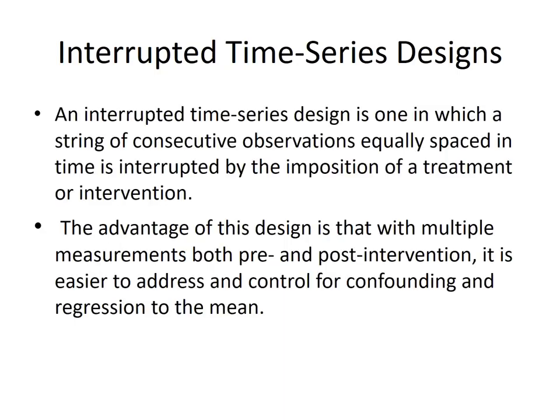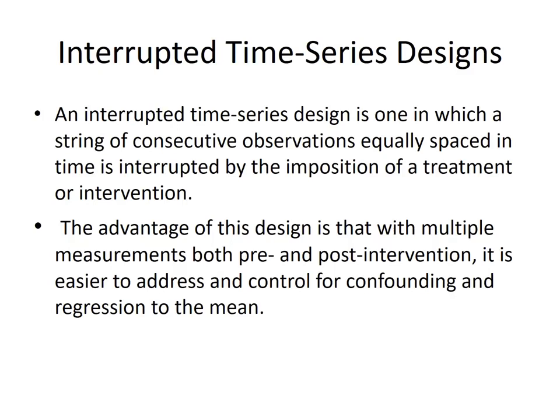The last type we will talk about in this slide is the interrupted time series design. You can see we do multiple pre-tests and multiple post-tests. We have 1, 2, 3, 4, 5, then the intervention, and then post-tests O6, O7, O8, O9, and O10. Interrupted time series design is one in which a string of consecutive observations equally spaced in time is interrupted by the imposition of a treatment or intervention.